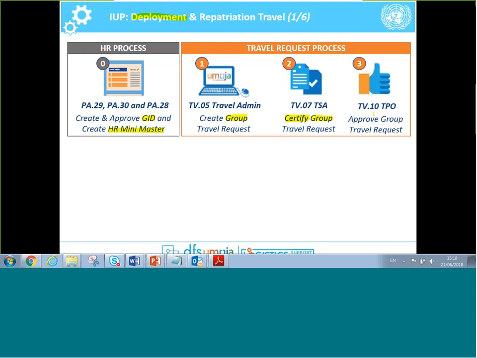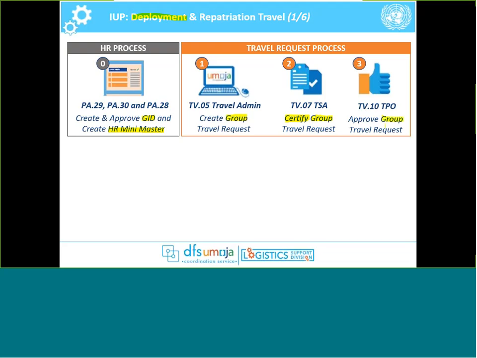Once the TPO approves the group travel request, at this stage the system will automatically create the individual travel requests, one for each traveler, and each traveler will be assigned an individual travel request number.